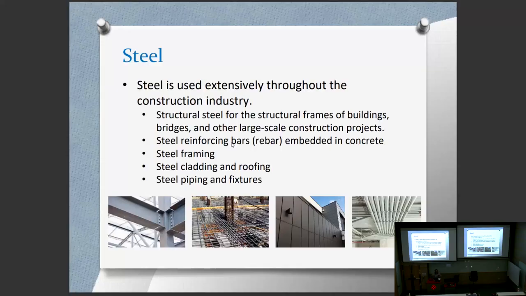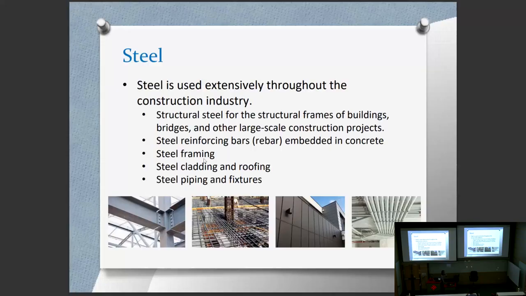Concrete is a material that is strong in compression. Concrete is strong when it is compressed, but it is very weak in tension. So in order to strengthen the tensile strength of the concrete, we may add some rebar in the concrete. So that's the commonly used application of steel in the construction industry.